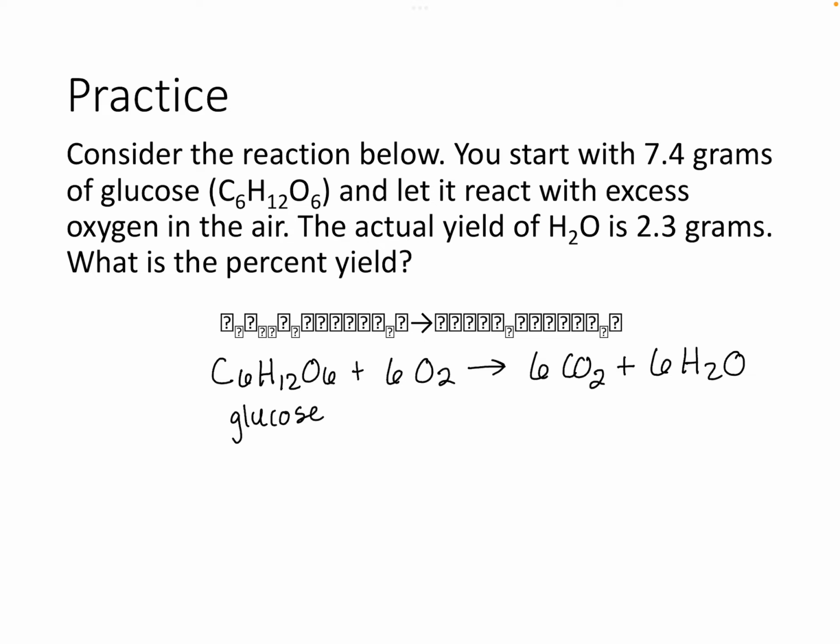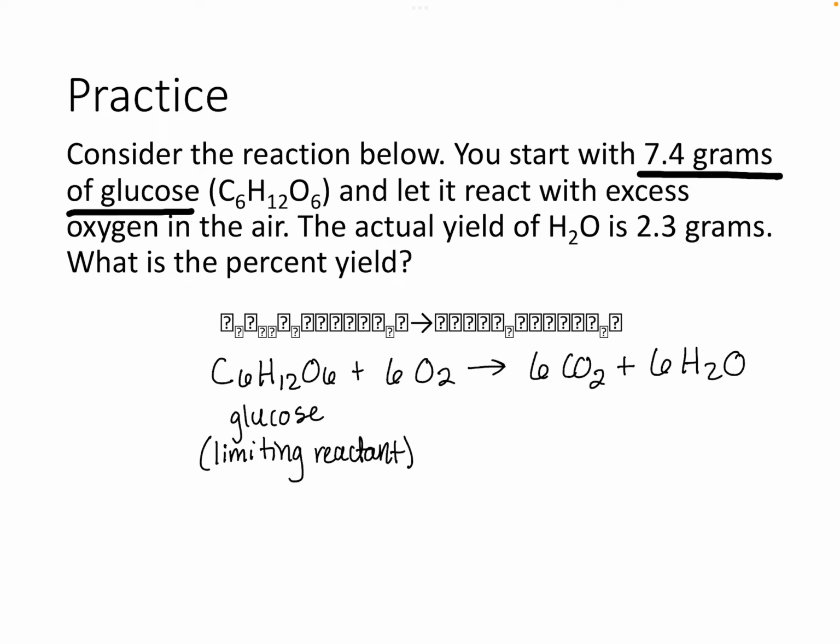Yeah, I'm not sure why the equation didn't show up. I'll have to double check my slides later. But let's say that we start with 7.4 grams of glucose and we let it react with excess oxygen in the air. So what does that mean? This tells us that glucose is our limiting reactant because we're told that we have excess oxygen. All right, so glucose is going to limit how much product we can form.